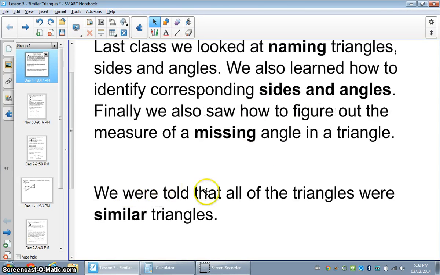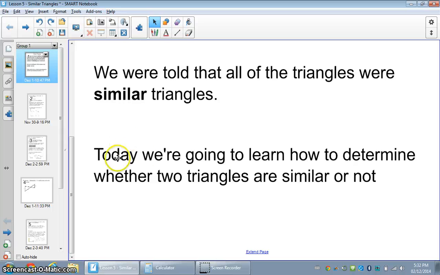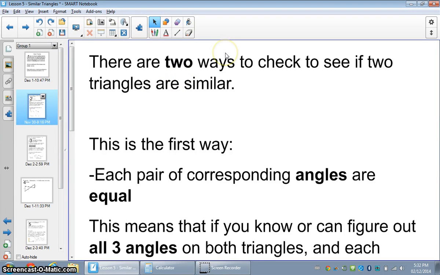And last time we were told that all the triangles were similar triangles. Right off the bat we'd say, okay, these are two similar triangles. What we're going to do today is learn how to determine whether two triangles are similar or not. So there are two ways to check to see if two triangles are similar. So this is the first way.